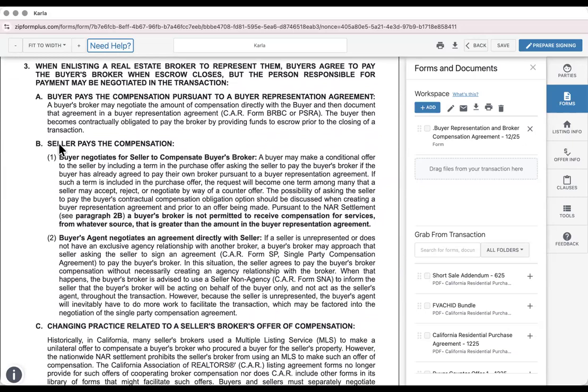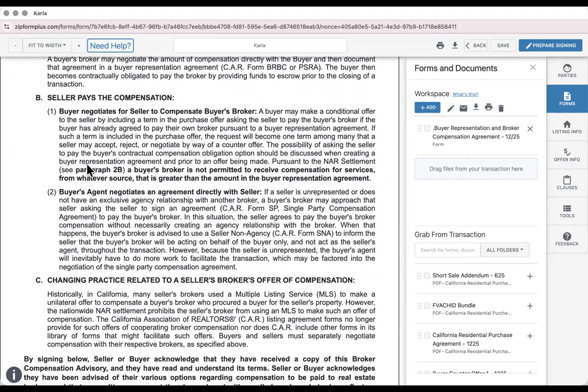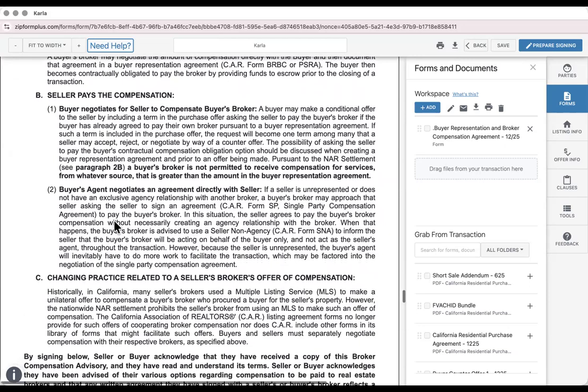Compensation. Right here is where I would point out, I'd probably highlight this area for them: how the seller pays the compensation. And you'd probably just backtrack a little bit because you do want to again point this out, because this is probably one of their biggest questions or the main questions I get. So I would highlight this area for them to read. But yeah, it basically says the buyer negotiates for the seller to compensate the buyer's agent.